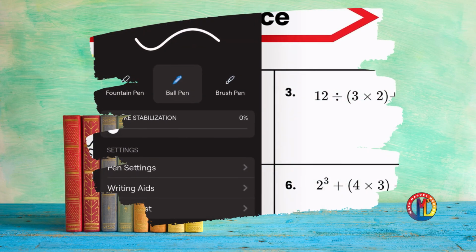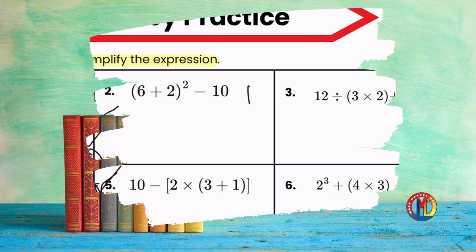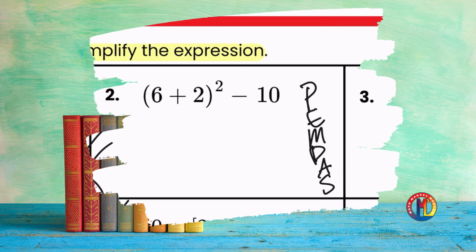Now let's do number 2. Please Expect Mistakes. Determination Always Succeeds. So I have PEMDAS written on the side to help me keep track of my work. I'm going to start with parentheses. So inside my parentheses, I have 6 plus 2, which equals 8. And I'm going to rewrite the problem. So I bring down the exponent, 8 to the second power minus 10.